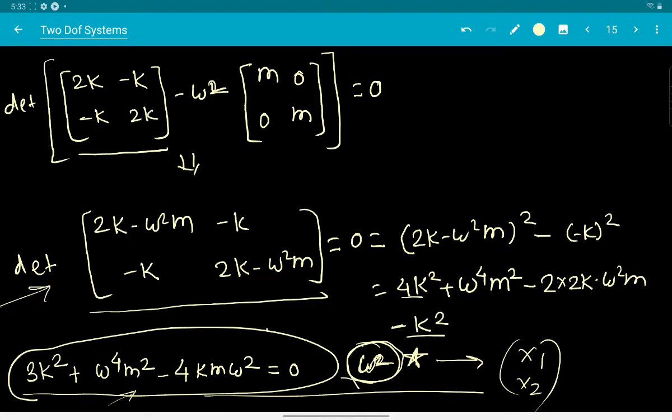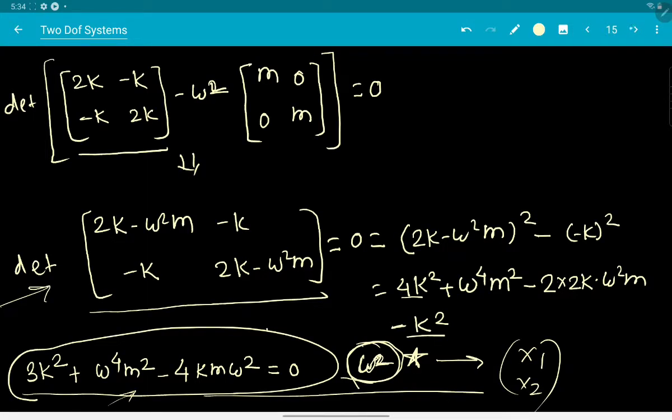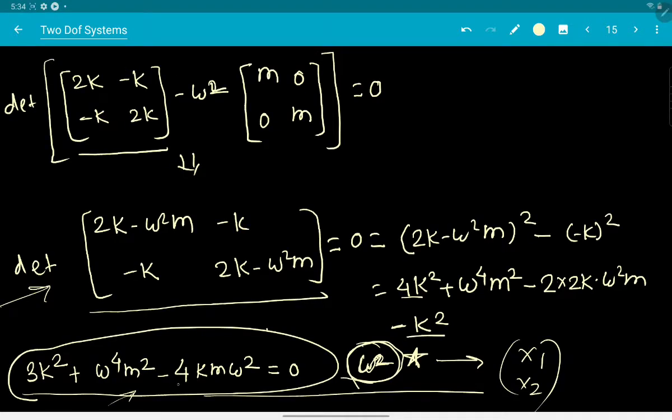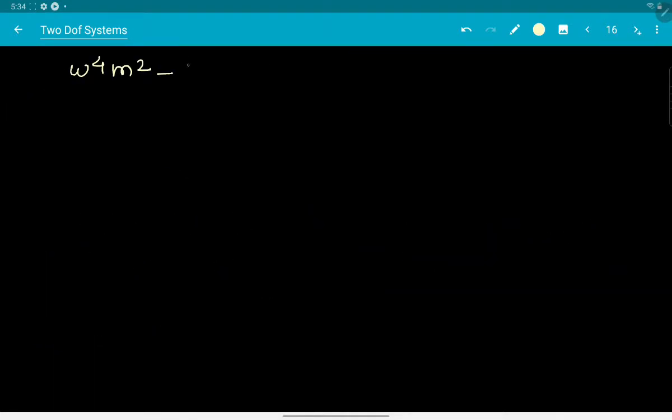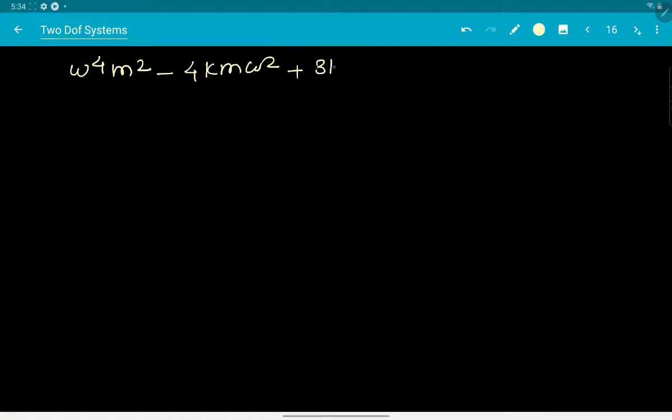This equation has omega square as unknown, and it is a polynomial equation of degree 2 in which omega square is unknown. So you can obviously solve this, and we are solving it now. Let me rewrite that equation once again for you: omega raised to 4 m square minus 4km omega square plus 3k square equal to 0.